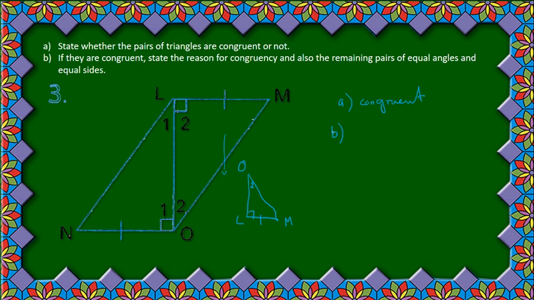So for B, what else is then equal? So that means that side LN would be equal to OM. And we can also state that these remaining two angles will be equal. So O2 will be equal to angle L1. And these two angles will be equal. So angle N will be equal to angle M.